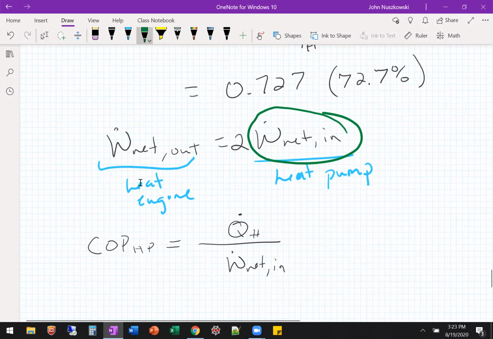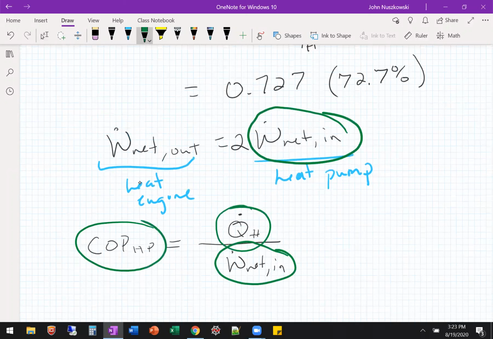we check what we have. Well, this is our equation that defines work net in. That means we got to figure out the COP of the heat pump, right? And we got to figure out Q dot H. Okay, so we got to figure out this one, and we got to figure out this one.